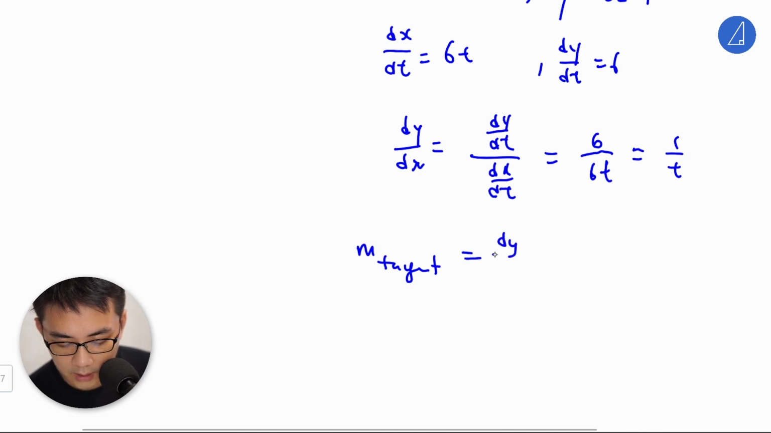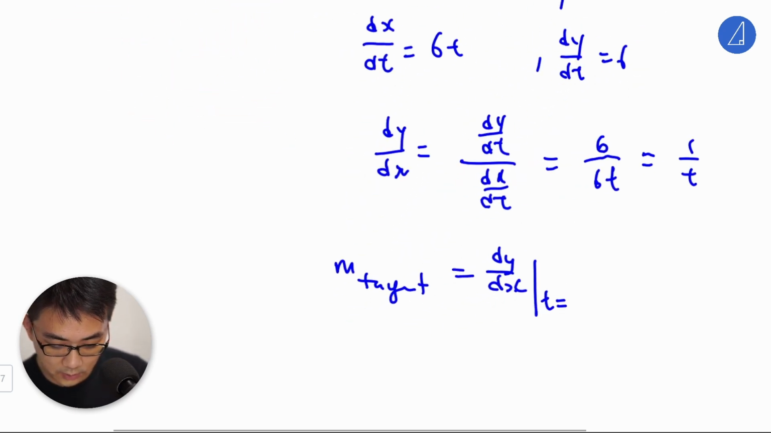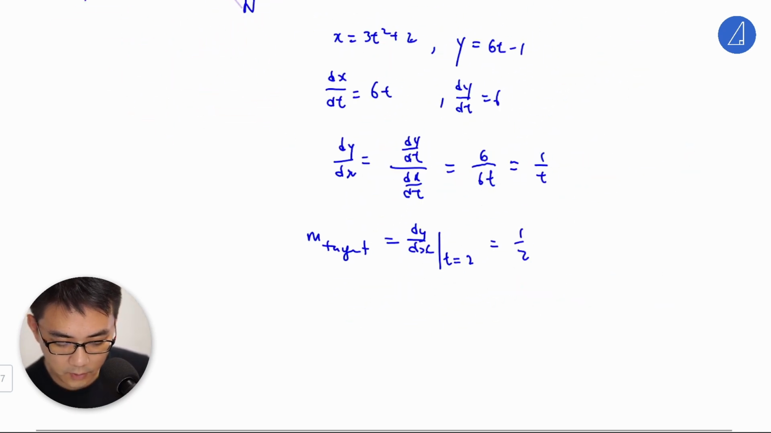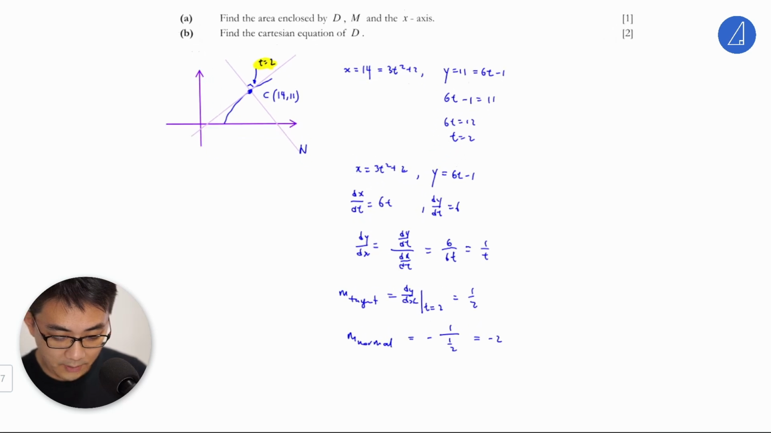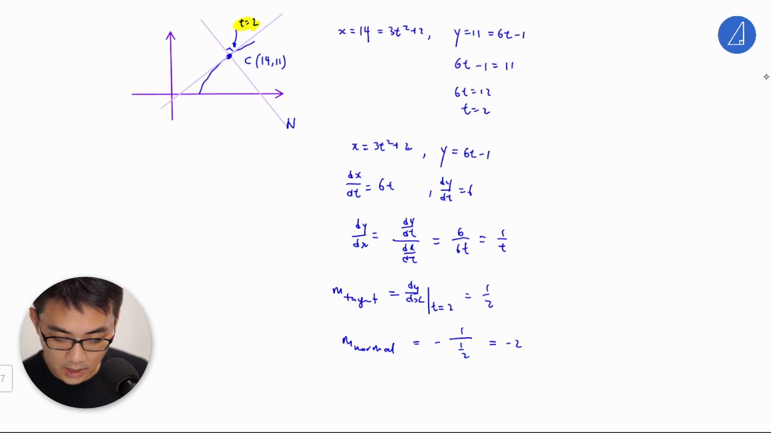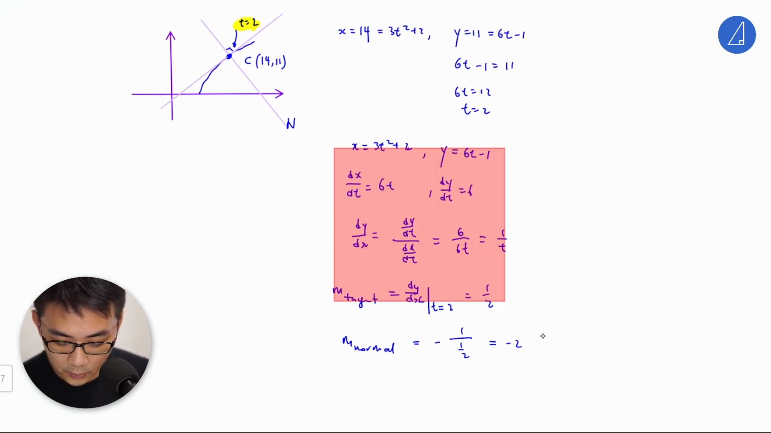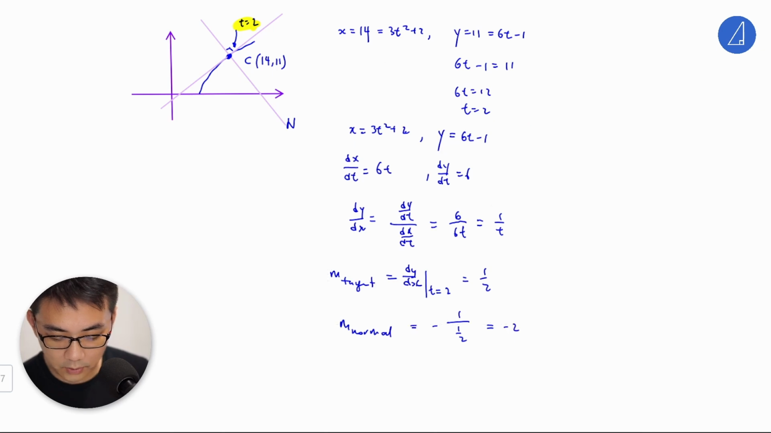dy/dx when t equals 2 is 1 over 2. So m normal will just be negative 1 over a half, which is negative 2. Okay, that is m normal here. So at this juncture, once you get the m normal, it should be quite straightforward already.